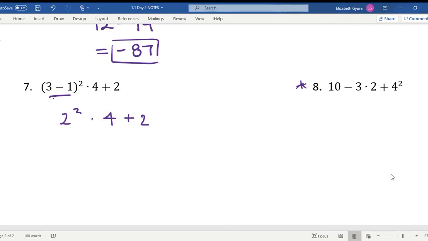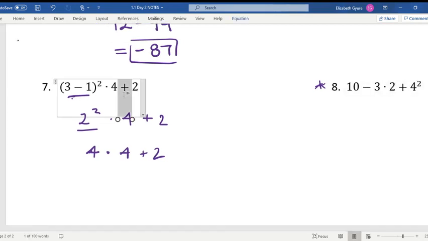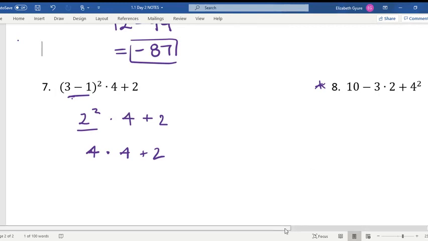All right, so 2 squared, that's 2 times 2, which is 4, exactly. So you'll have 4 times 4 plus 2. So what step are we on now? Hannah? Multiplying and dividing from left to right. I like the way you said it. What do we do then, Hannah? So who are we multiplying? Yeah, 4 times 4.